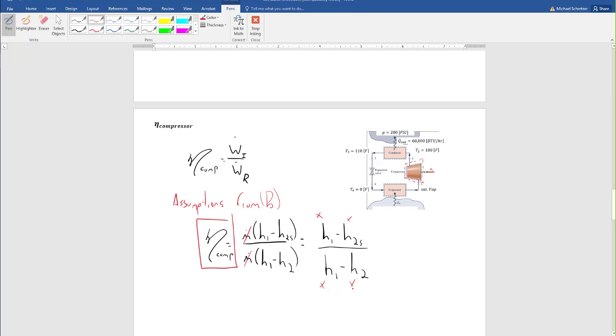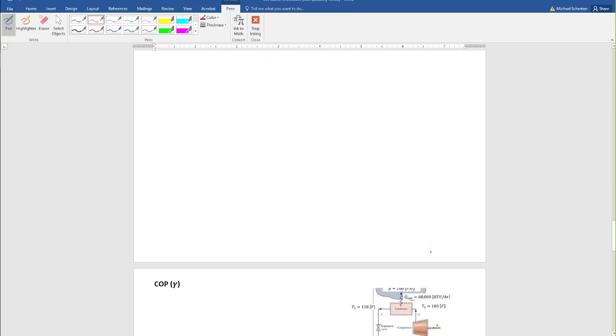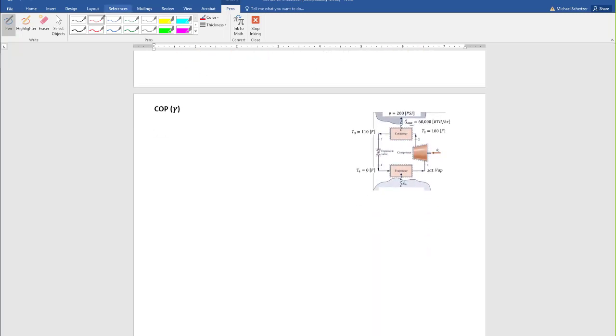But again, we're sort of in this place where we're trying to get to in thermo, where if we can fix the states, then we can get a numerical answer. So what's next? Next is the coefficient of performance, right? So COP, or gamma, because this is for a heat pump. Don't worry if you don't remember the Greek letter. You can just write COP, subscript HP.